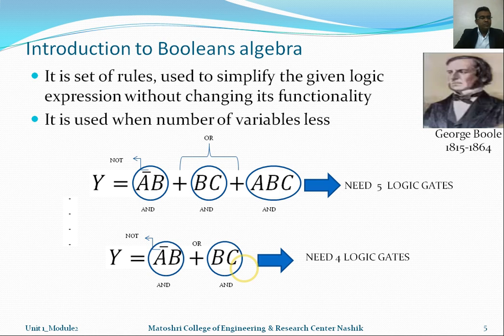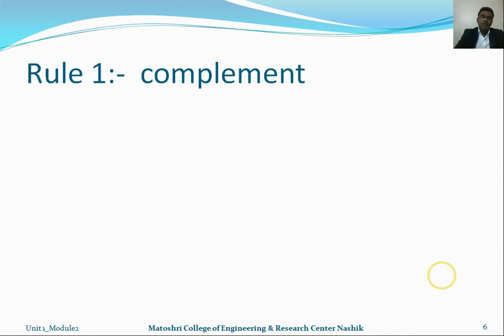So in this way, Boolean algebra is nothing but a set of rules. And why are we using Boolean algebra? Because we convert complicated logic expressions into simplified ones like this. It also reduces the number of logic gates required for the same output functionality. That is one of the main advantages of Boolean algebra expressions or rules. Now let's see the rules one by one.